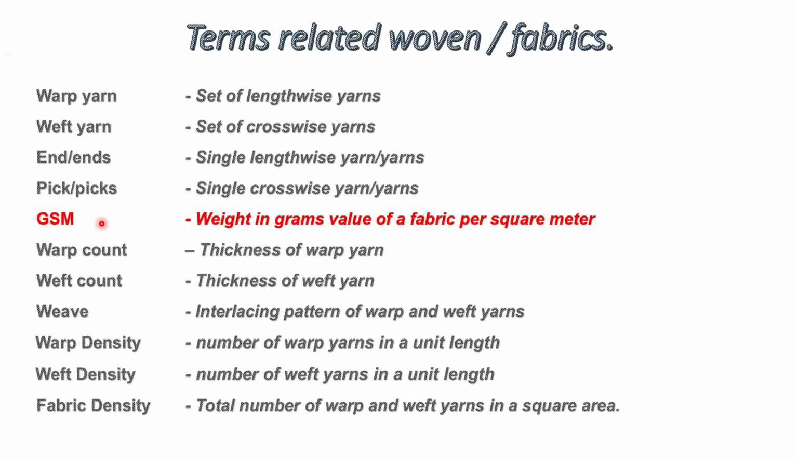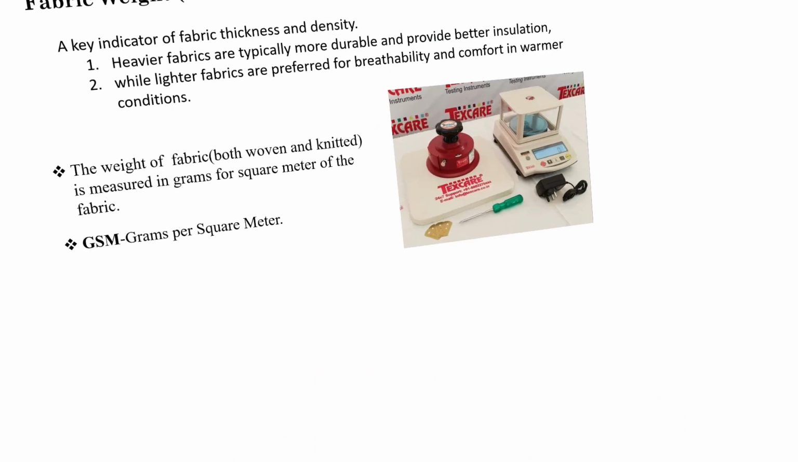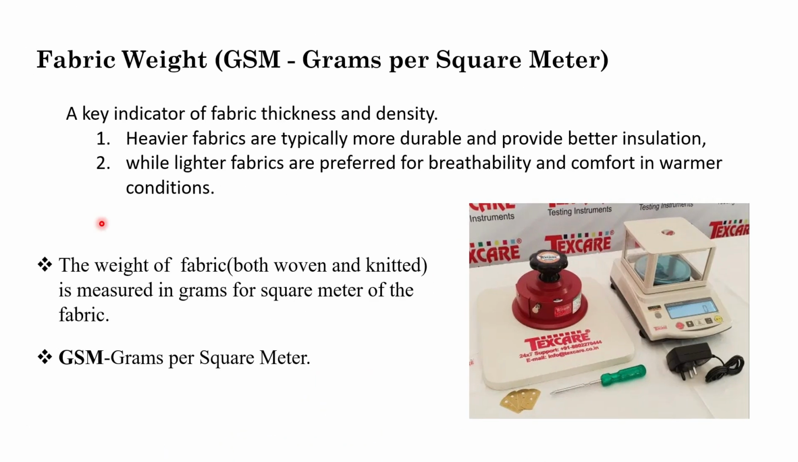GSM means grams per square meter. When we take a fabric piece of 1 meter by 1 meter, its weight in grams is denoted by the GSM value. As an example, in a woven fabric, a 1 square meter piece weighs 256 grams. We call the GSM value 256.